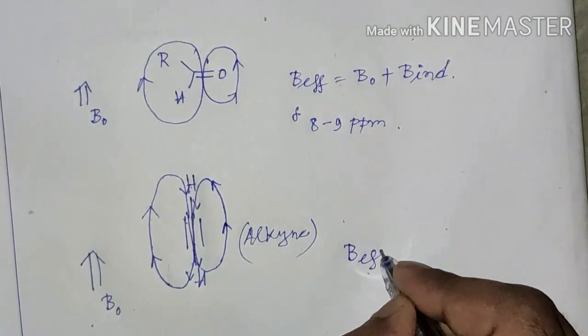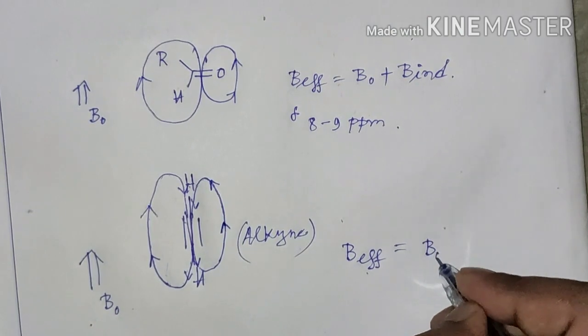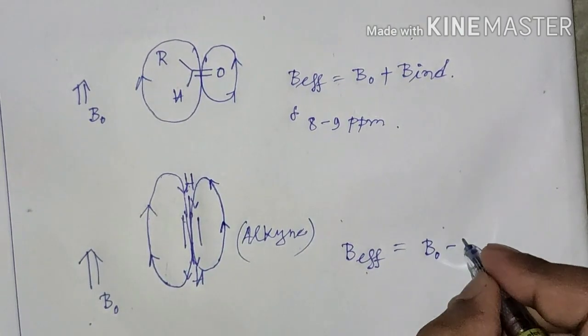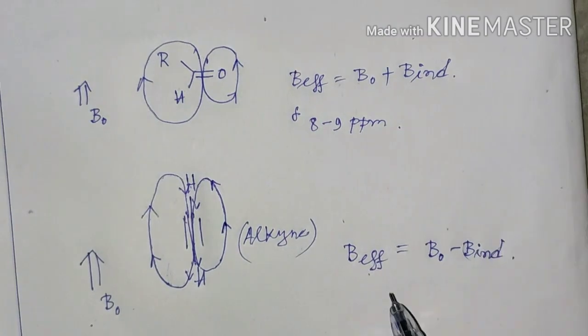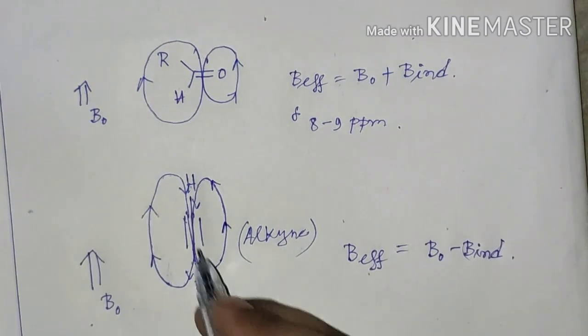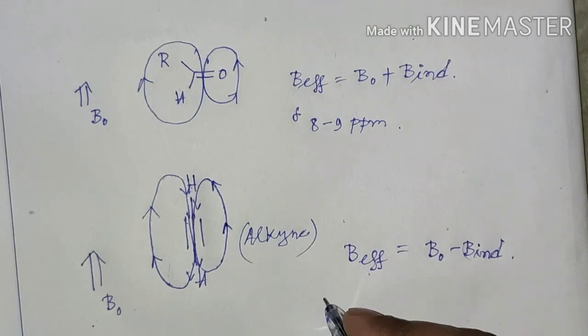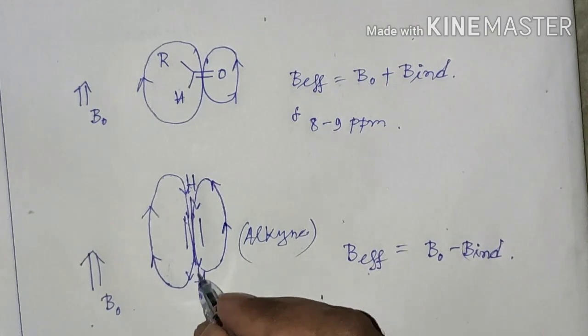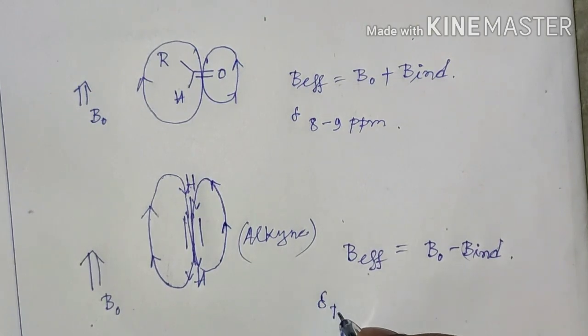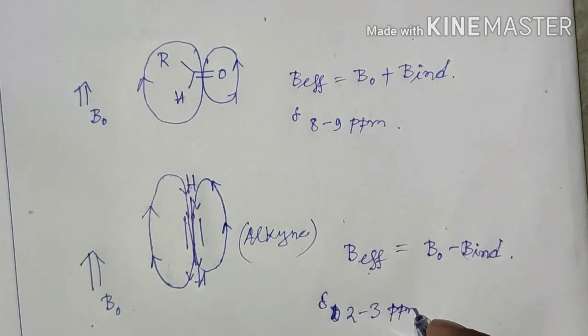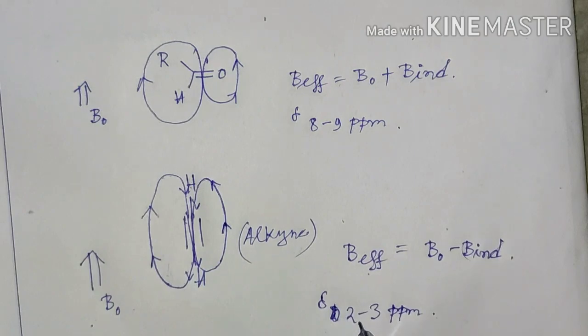So the effective magnetic field experienced by this alkynic proton will be less than the applied magnetic field, and for this reason this alkyne proton will be shielded and they will resonate at lower frequency. That means they will be upfield, and the frequency for this alkyne proton is near about 2 to 3 ppm.